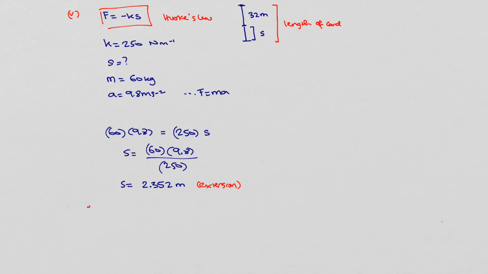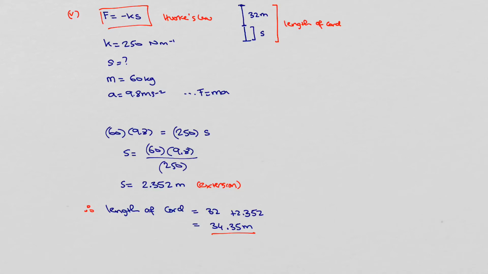And therefore, because we're looking for the length of the cord when he's just suspended at rest, in other words, he's stretching the string, he's just about to go shooting back up, the length of the cord is 32 plus the extension 2.352, which gives us a length of 34.35 meters. And a lot of you had given me the answer as 2.352 meters.